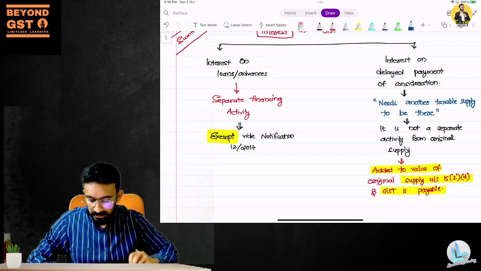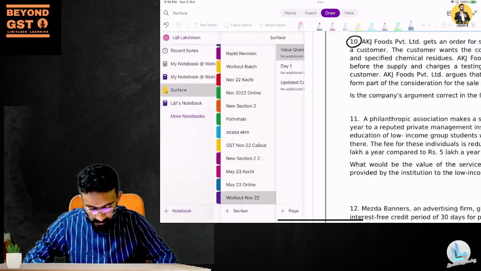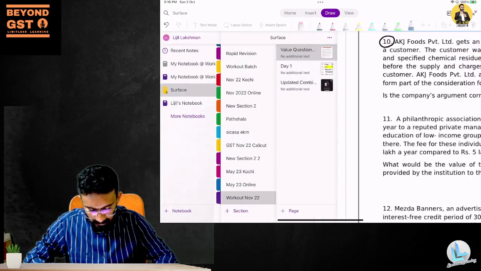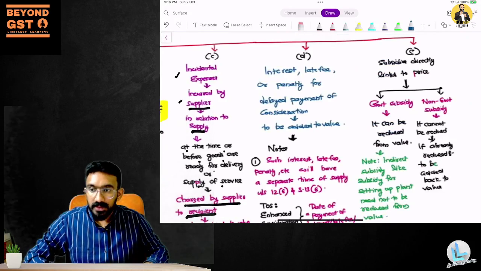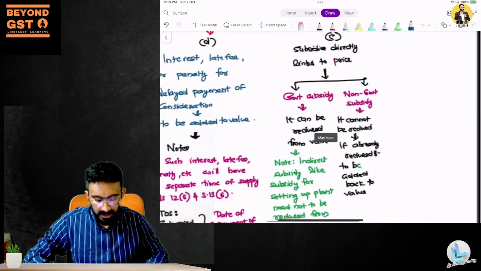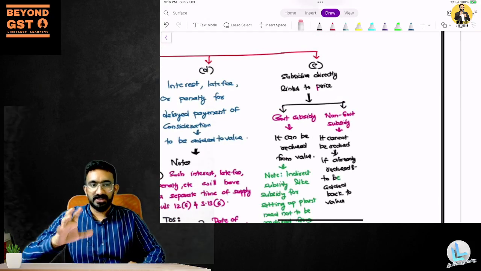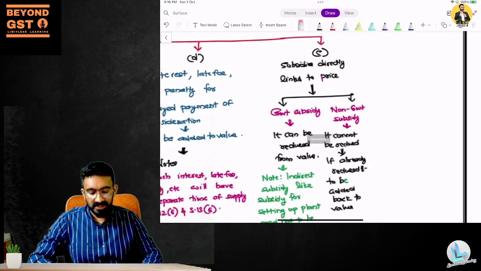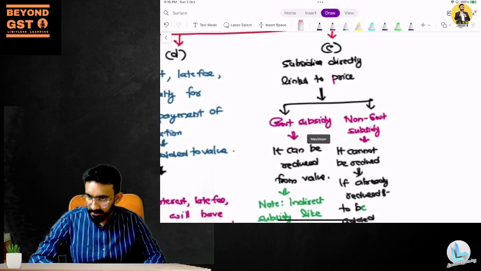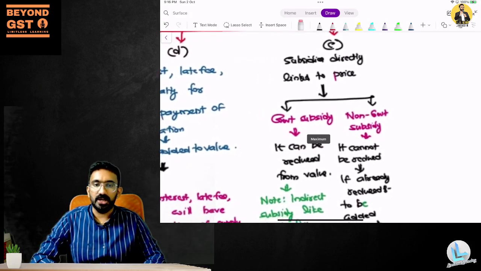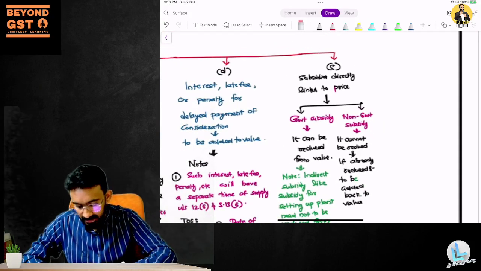Okay, now look at the last part. There are two types of subsidies that we have in GST. Again, subsidy is also tested in multiple questions. There could be subsidies which are directly linked to the price. There could be subsidies which are indirect. So what is a direct subsidy?